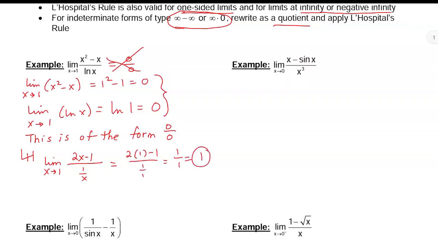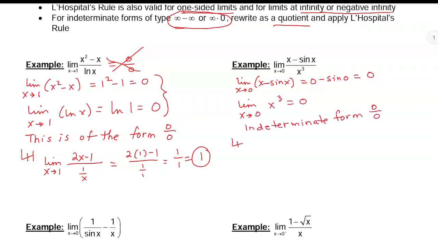Next example. The limit as x approaches 0 of x minus sine x gives us 0 minus sine 0, which is 0 minus 0, which is 0. And the limit as x approaches 0 of x cubed is 0. This is of the form, or you could say indeterminate form, 0 over 0. You're going to apply L'Hopital's. So that will become the limit as x approaches 0 of 1 minus cosine x over 3x squared.